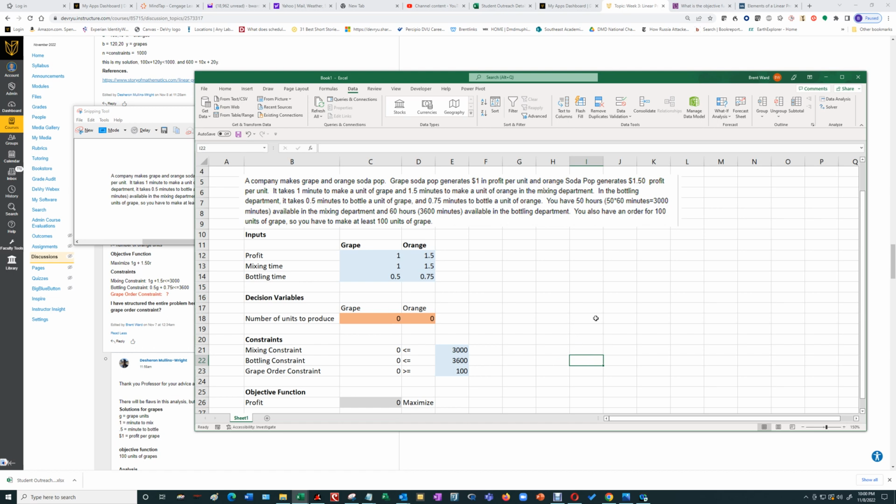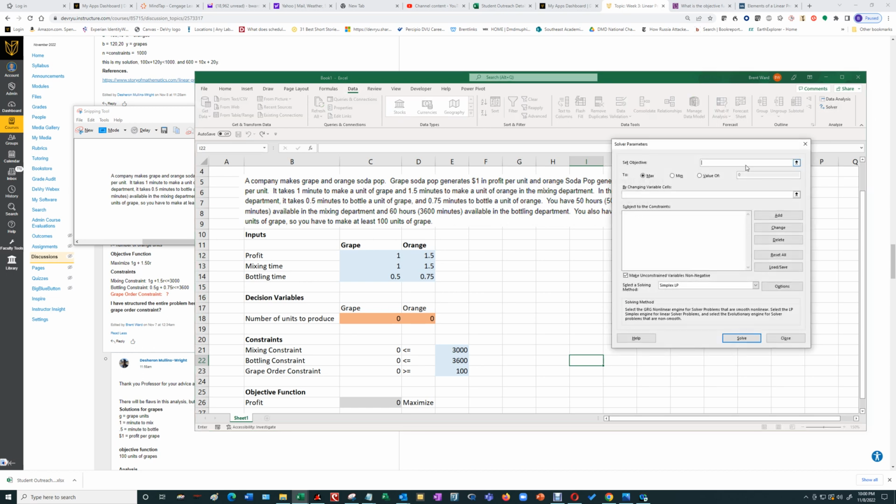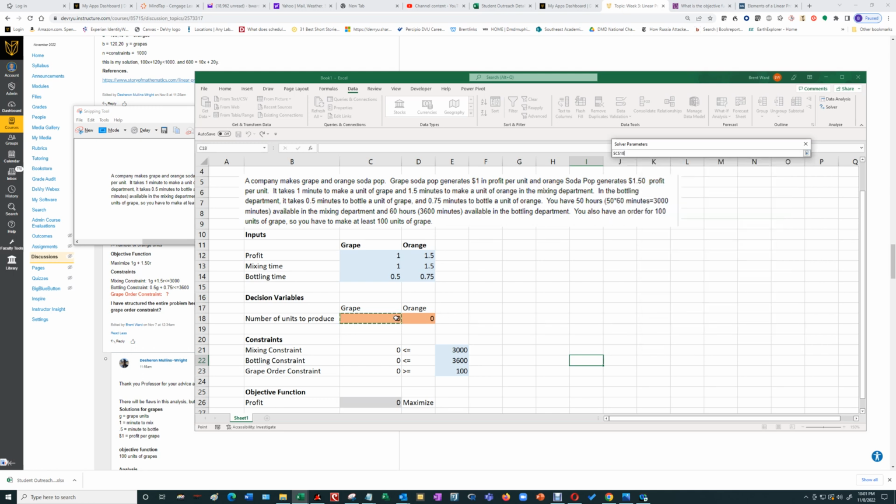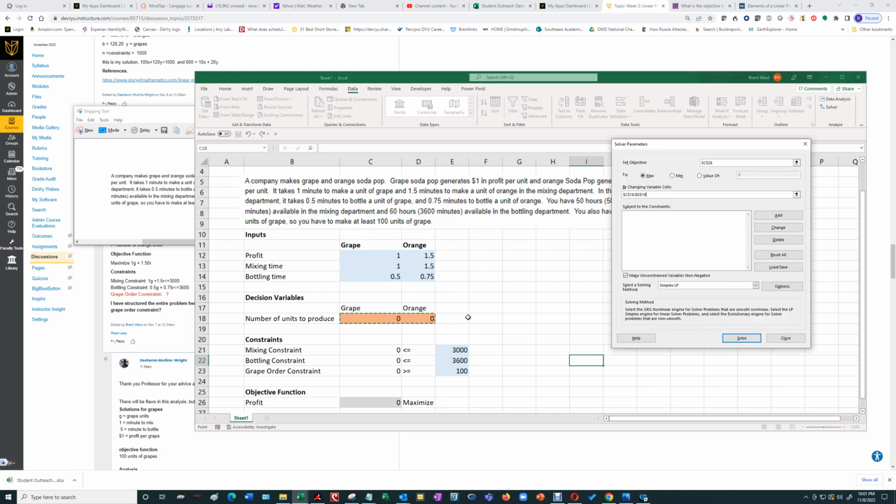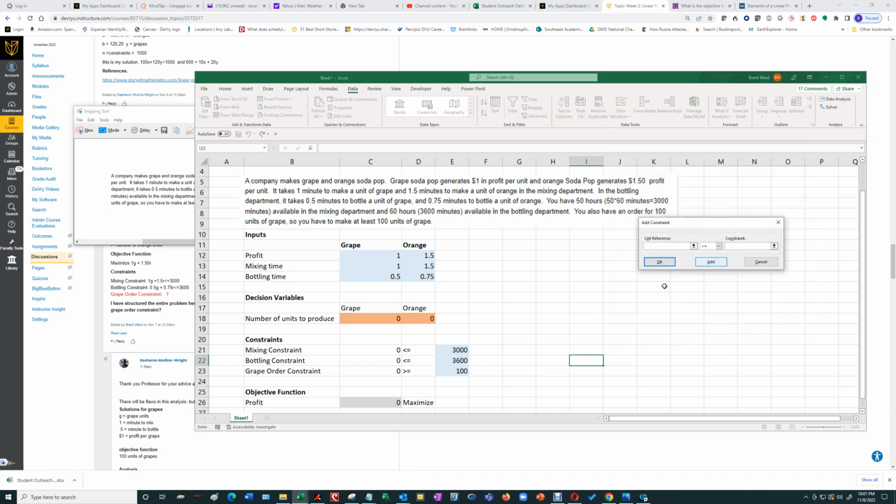So how do we actually solve this problem in Solver? We go to Data, we go to Solver, and we put our mouse on the profit function. So we click on that by changing, and we highlight the orange cells because they're the decision variables. And then we're going to have to add 3 constraints. So we click on Add. We want to say that this mixing constraint formula, which was a sum product formula there, must be less than or equal to, which is the default, 3,000. Click on OK.